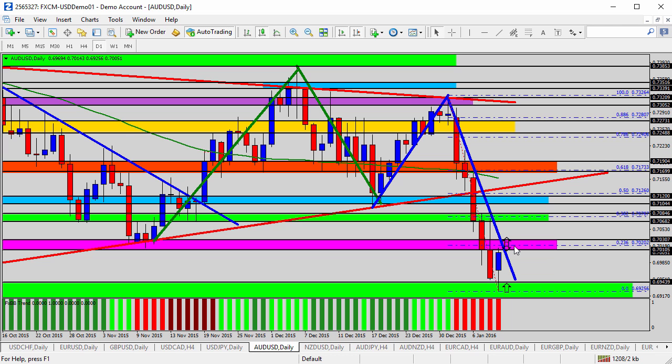Now it may not make it all the way to the fib level at 7,020. So you might want to go a little bit lower than that, 7,010, 7,015. But all in all, it looks like this is the place to trade from for the day today.